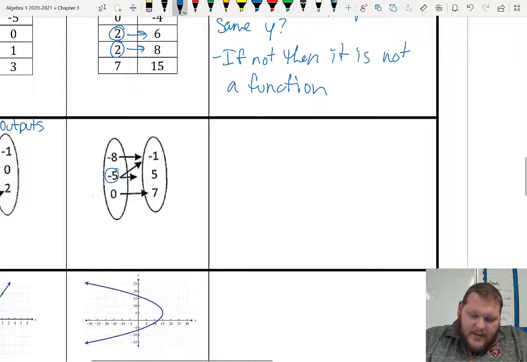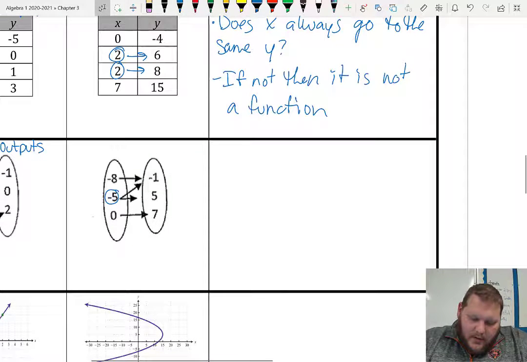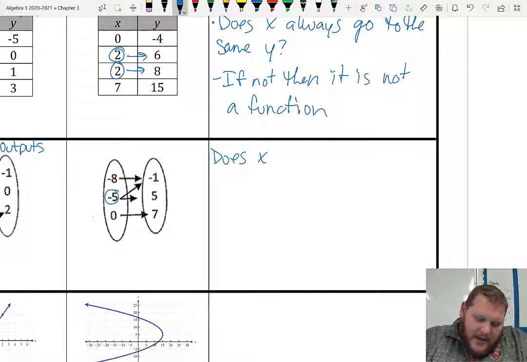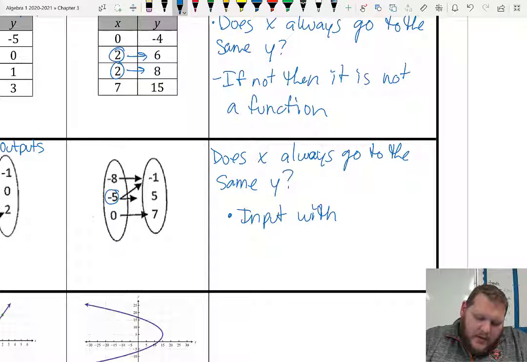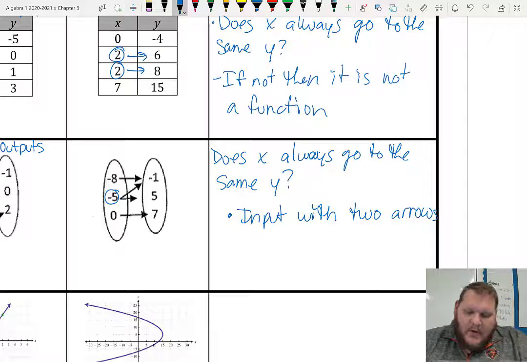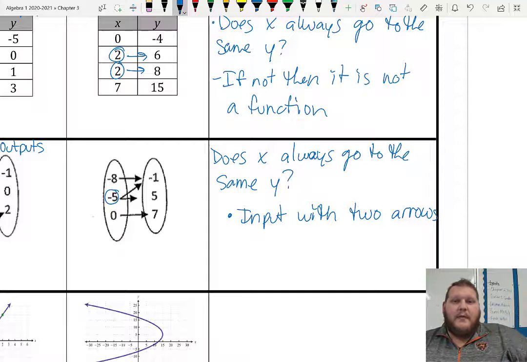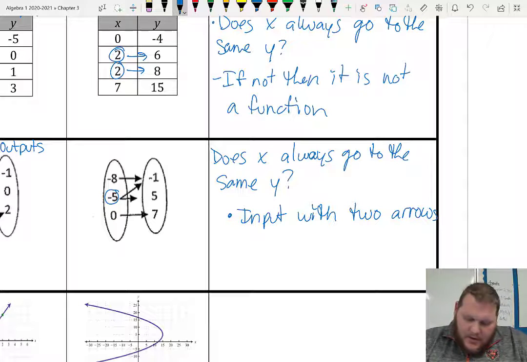So for our notes here, kind of the same question we had before. Does x always go to the same y value? And here specifically, we're looking for an input with two arrows. If we see an input that has two arrows coming off of it, then we know that that's not a function. That's just a relation.